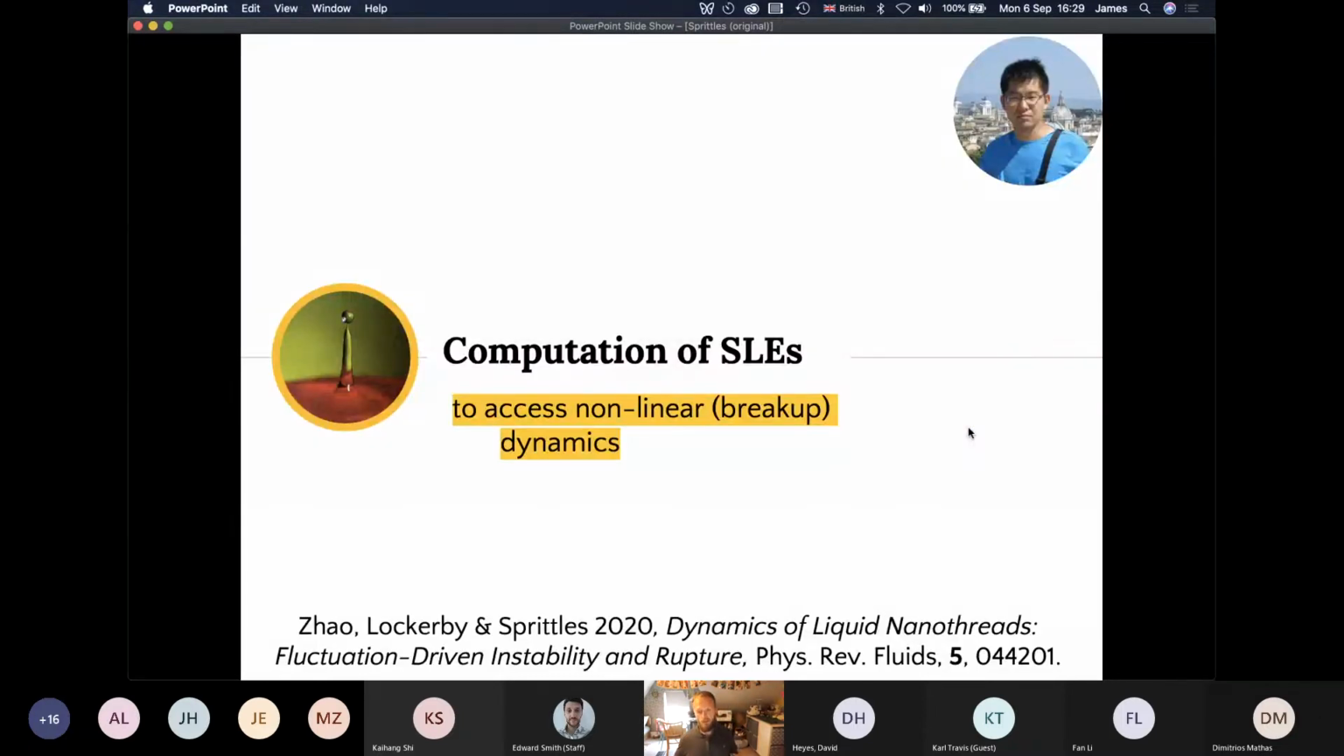So the final part is to say, well, everything I've actually done so far with the fluctuating hydrodynamics is analytic, and that's a lot easier than numerics in some sense, because there we have to worry about how to represent the noise. So our recent work is to try to access the nonlinearities in breakup and compute the stochastic lubrication equation.